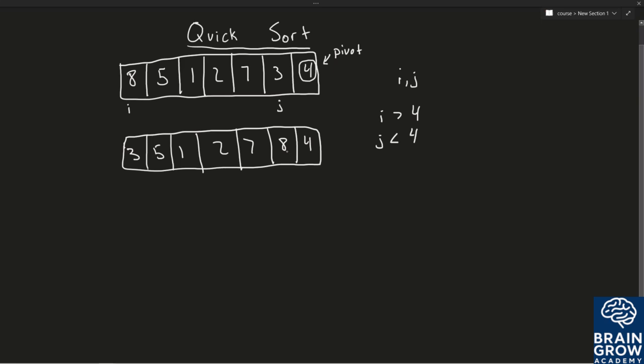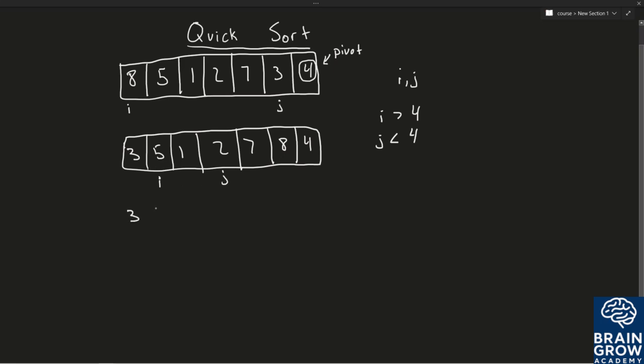And now we're going to decrement j. So j will go here. And now we're going to increase i. So remember, we're looking for values of i greater than 4 and j less than 4. So i is currently greater than 4, so we will leave that. Is j less than 4? It is not, so we will go ahead and decrement it. So now 2 is less than 4, so now we will swap these values.